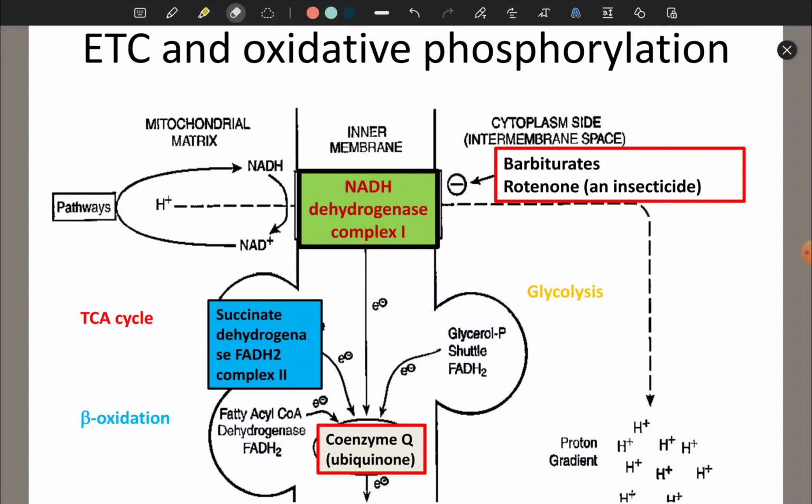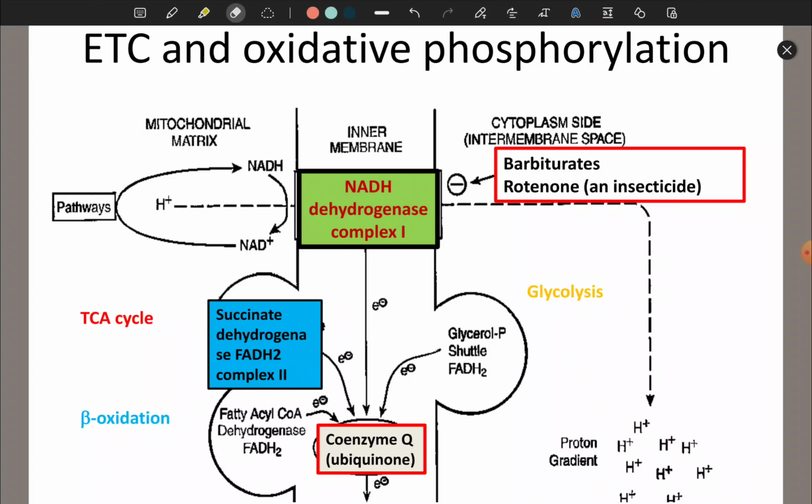So this complex will take the electrons and go to the next complex. Before going to that, the NADH gives the electron through this chain, called the electron transport chain, to coenzyme Q, also called ubiquinone, or sometimes you may hear it called Q or CoQ10. So there are many names for this protein, coenzyme Q or ubiquinone, which takes the electrons mainly from NADH dehydrogenase or complex 1. There can also be a bypass reaction, which means bypassing complex 1.